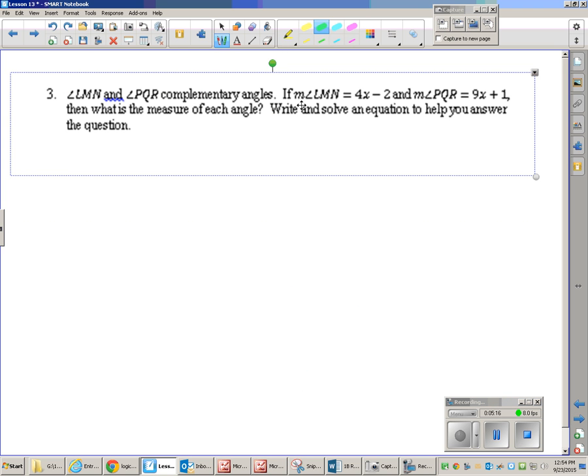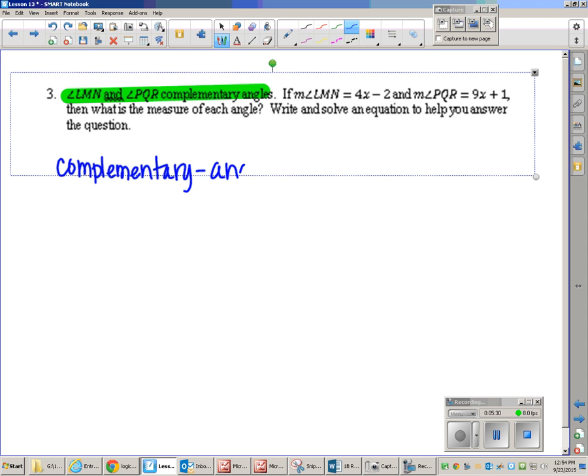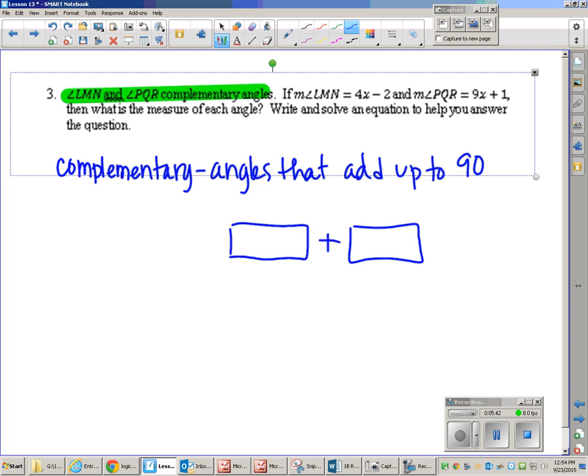It tells me LMN and PQR are complementary angles. I have to know what complementary means. Complementary angles are angles that add up to 90 degrees. Angles that add up to 90. So one way to think of that is that I'm going to have one angle plus another angle is equal to 90 degrees. And the two angles that I know from what I just read is angle LMN and angle PQR.